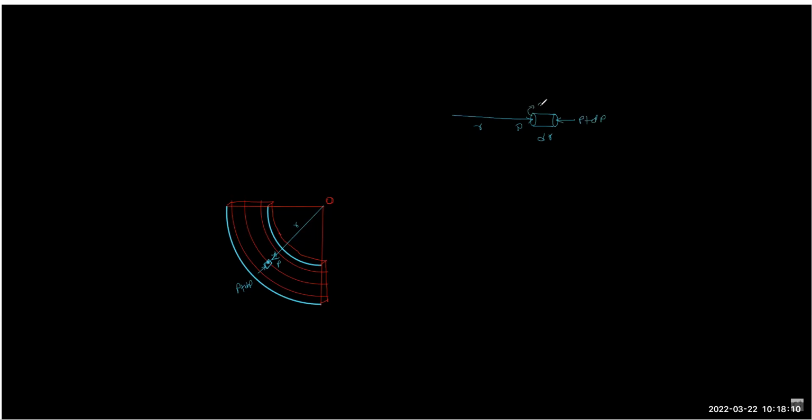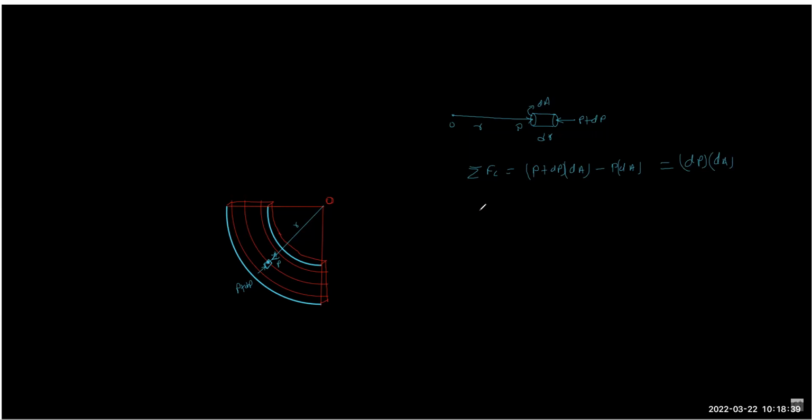And if you consider the cross sectional area as dA, it's very easy to write the net force towards the center. So what is the net force towards the center? We have done this in fluid mechanics. The net force towards center equals (P plus dP) dA minus P dA, right? And this will be equal to dP dA.